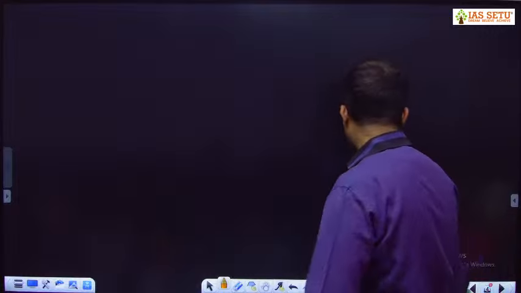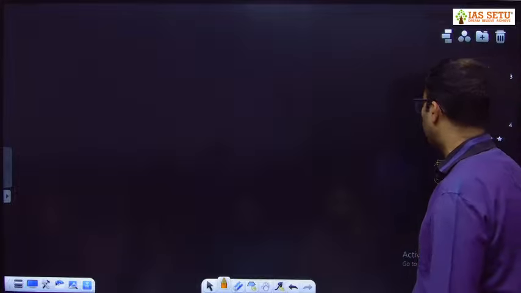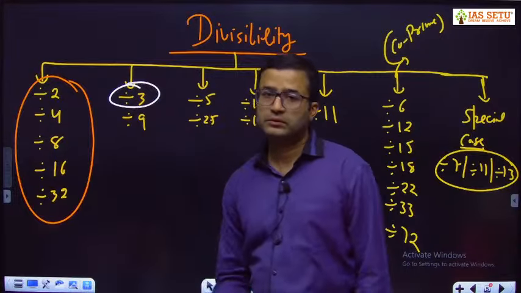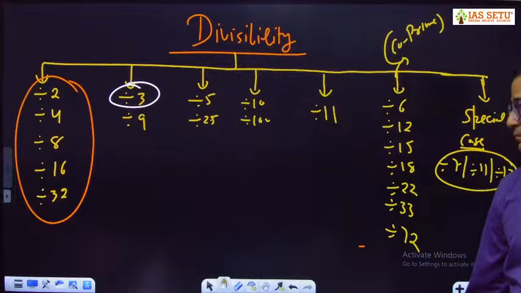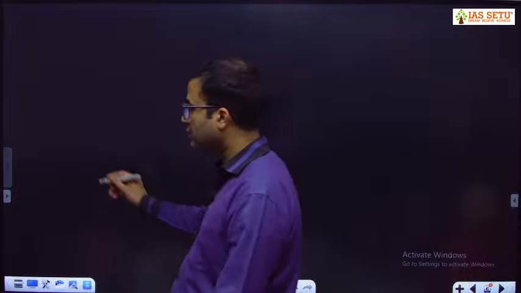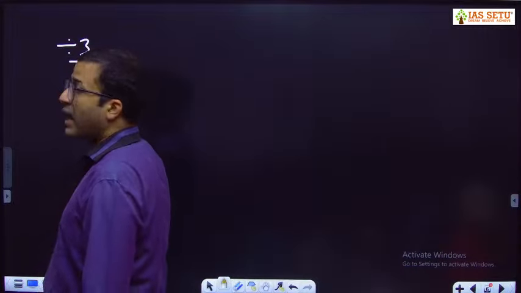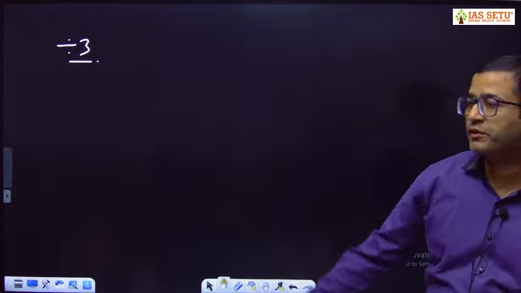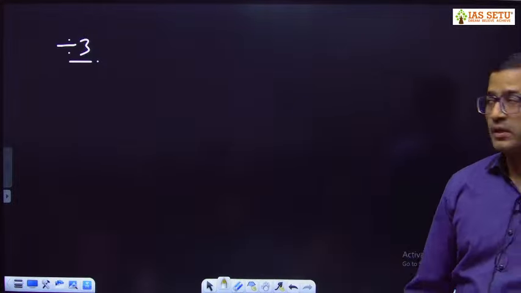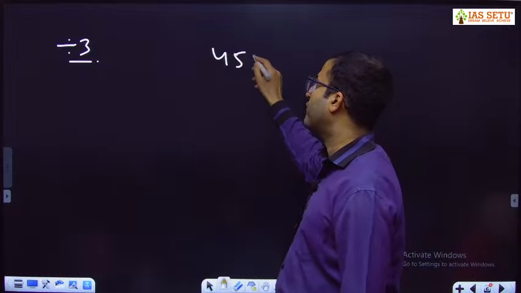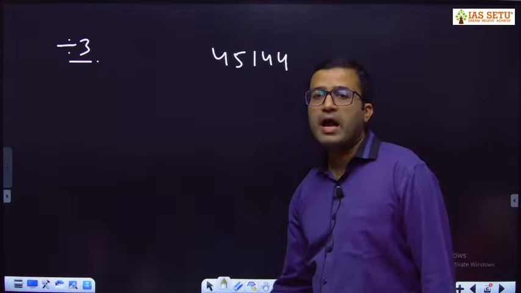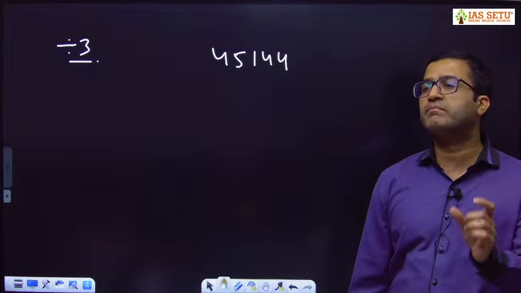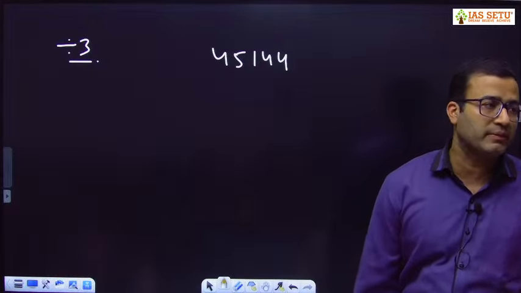Now next, the second category is divisibility of 3 and divisibility of 9. So let me start with divisibility of 3. I think many of you already know. So kindly tell me if you know the divisibility of 3 rule. Sum of the digits. Like here I take the number 45,144. I tell you how we check divisibility of 3. If the sum of the digits of the given number is divisible by 3, then the complete number is divisible by 3.